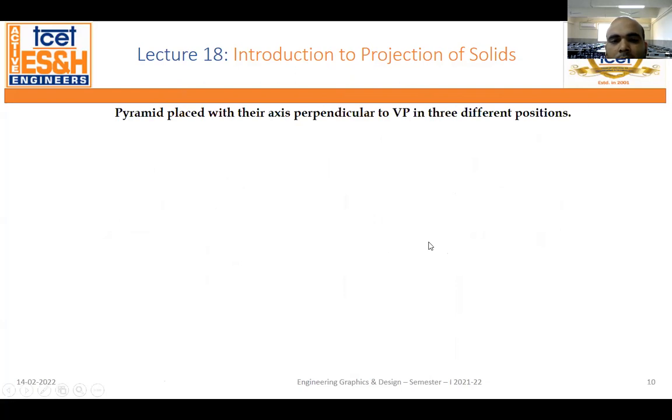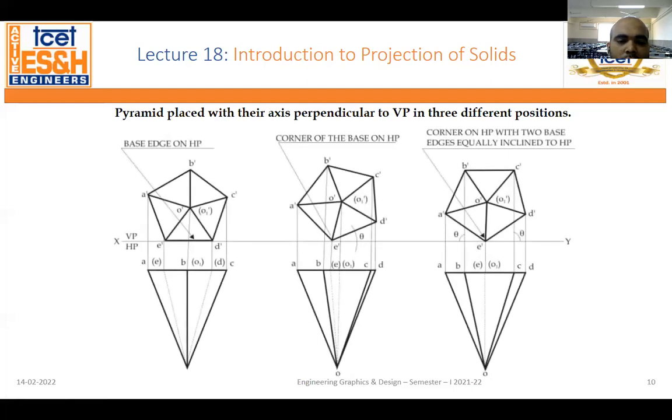Okay. So pyramid placed with its axis perpendicular to VP. And similarly, what we have done in the case of the prism, similarly there will be a pyramid because here there will be an apex. You can see once again, this is to be drawn, this is to be drawn, this is to be drawn. There are three things done. Now, what about this? So hidden line. What about this? So hidden line. Okay. Similarly, for this you can also think, and this also you can think. So let me know once you are done with it.